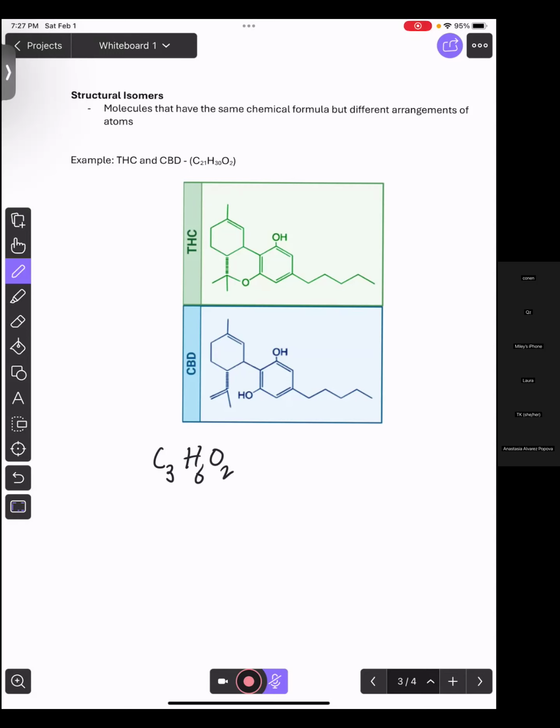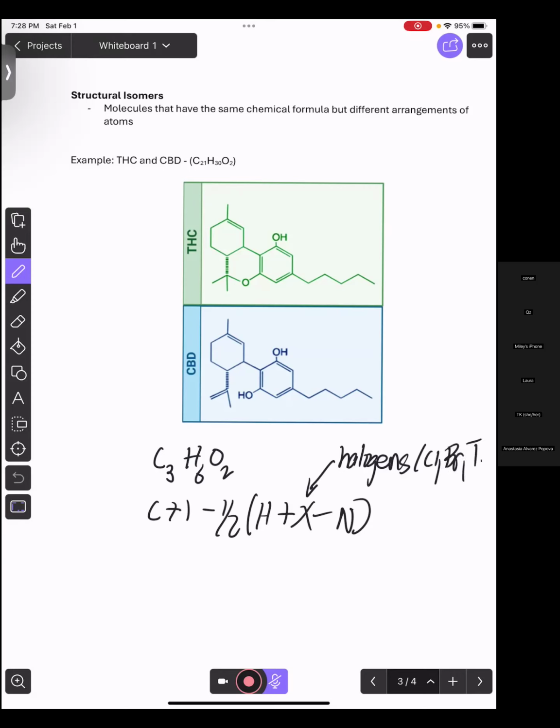Let me give you the formula for degrees of unsaturation for those who forgot it. It is C plus 1 minus half of H plus X minus N. X is the halogens, and all the other letters represent the actual atoms. X represents the halogens, which is chlorine, bromine, iodine, etc. You don't need the X in this formula because we don't have any chlorine, bromine, or iodine.